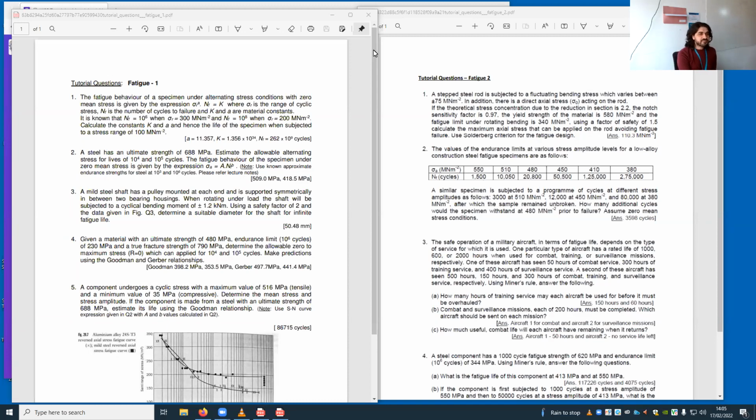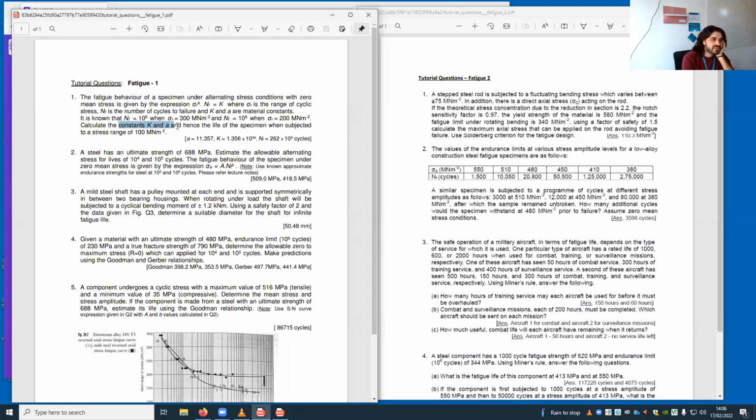Is given by this expression here, sigma r to the power of a times nf equals k, capital K, where sigma r is the range of stress, nf is the number of cycles to failure, and k and a, so k is this number here, and a is the exponent, are the material properties, material constants. It is known that this specimen lasts 1 million cycles when the stress range is 300 megapascal, and it lasts 100 million cycles when the stress range is 200 megapascals.